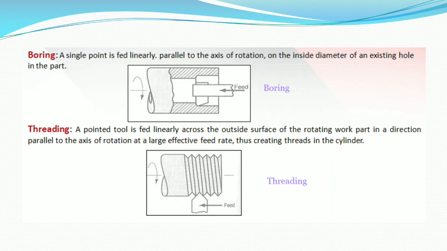Next, threading. A pointed tool is fed linearly across the outside surface of the rotating work part in a direction parallel to the axis of rotation at a large effective feed rate, thus creating threads in the cylinder. This is the figure of threading.